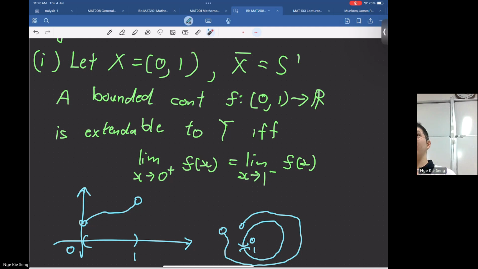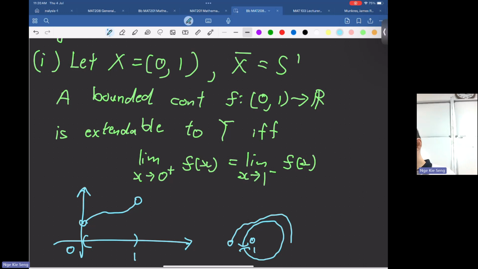then it is not continuous, because at every point you can only have one f value. So whether you put it here or here, it is not continuous. Only when their limit is the same can you extend the function continuously. Does it make sense?